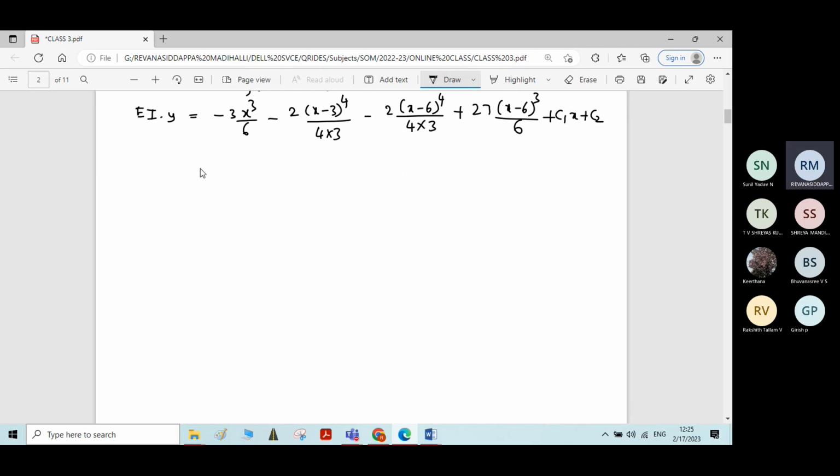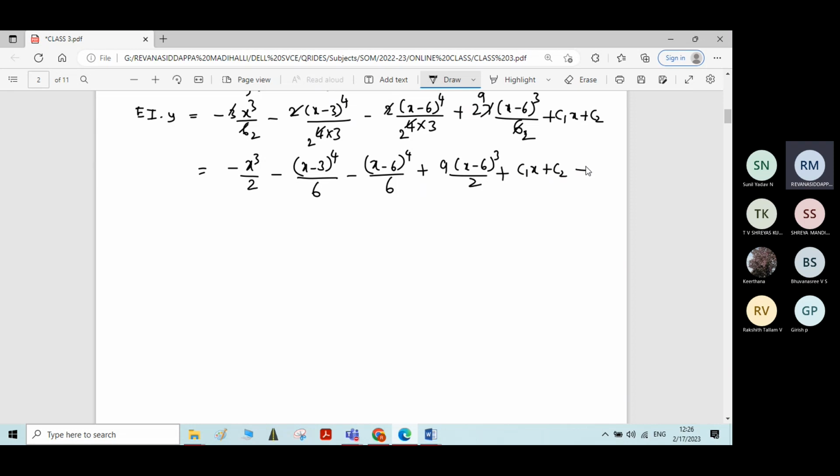You simplify this, it will be minus x cube: 3 ones are 3, twos are 2, minus x cube by 2. Minus 2 ones are 2, twos are, so here (x minus 3) to the power of 4 divided by 6, correct? Minus here also 2 ones are 2, twos are, (x minus 6) to the power of 4 by 6 plus 27 by 6 is there. We can simplify this, 27 by 6: 3 nines are 27, 3 twos are 6, correct. It will be 9 into (x minus 6) whole cube by 2 plus C1x plus C2. Call this equation number 2.